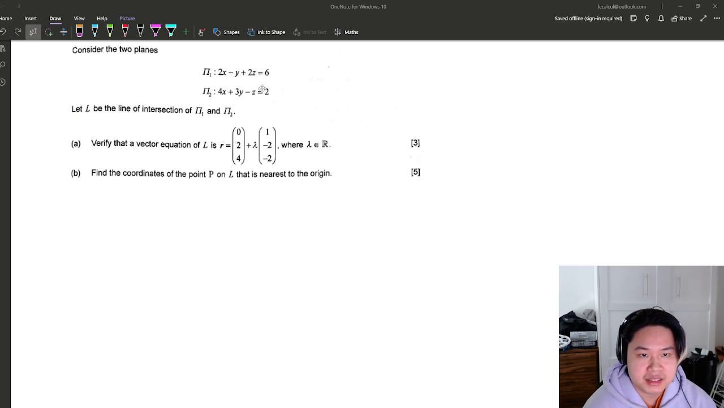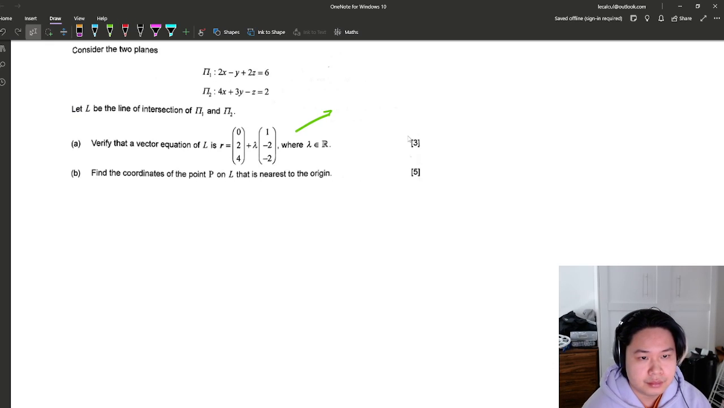Okay, line of intersection between these two planes. Verify that this vector equation L is the line of intersection. Okay, so if you're verifying, you don't need to go through all the typical math to figure out the equation of the line, because you have it. You can just see if it satisfies both of these equations.